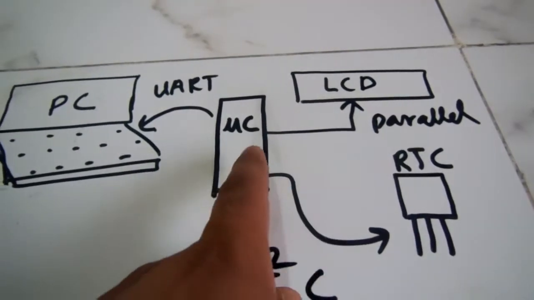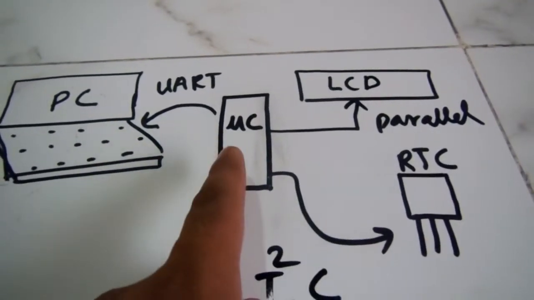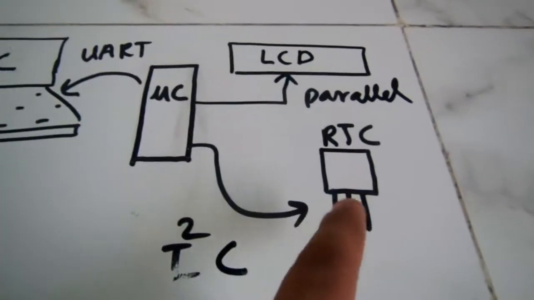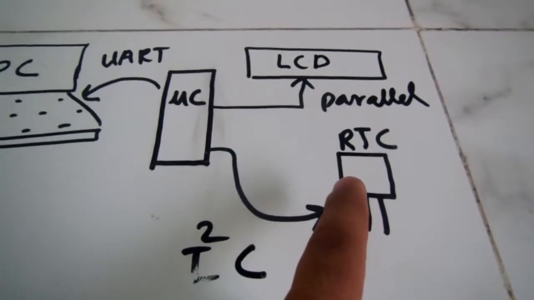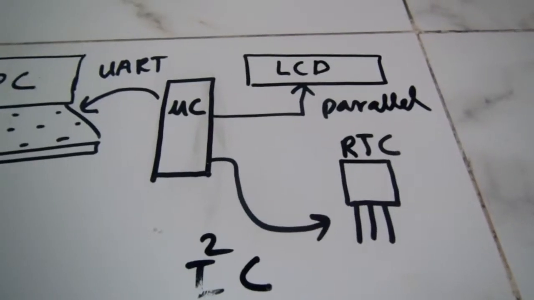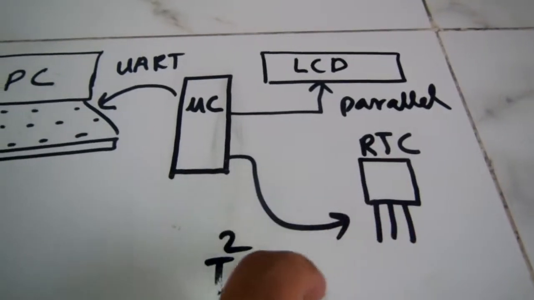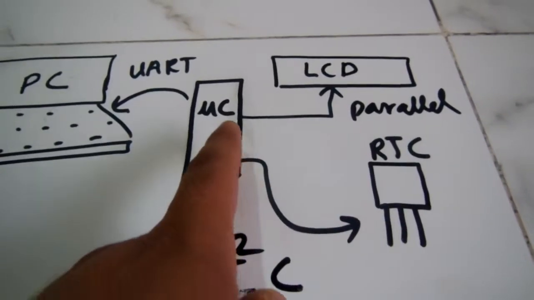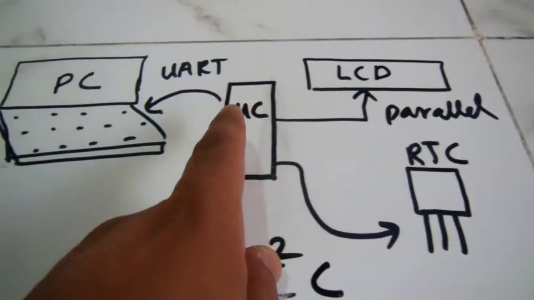So we can connect a microcontroller with three things at a time. The microcontroller reads the real-time data, the time data and the temperature data, from the RTC real-time clock, and shows the result on the LCD as well as on the PC.